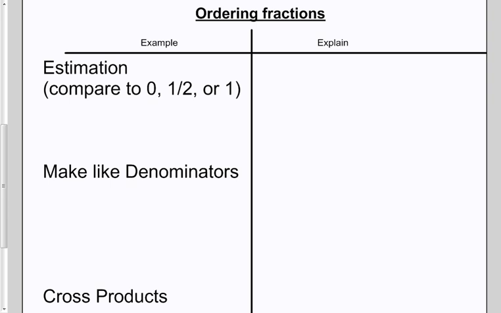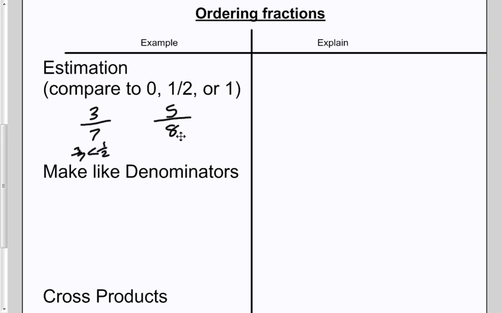All right, so first of all was our estimation that we just talked about, and that's comparing to 0, half, or 1. So if I give you two fractions, let's try 3/7 and 5/8. And I want to know which one is larger. Well, 3/7, half of 7 would be 3.5. So this is a little bit less than a half. And so we'll just write 3/7 is less than 1/2.